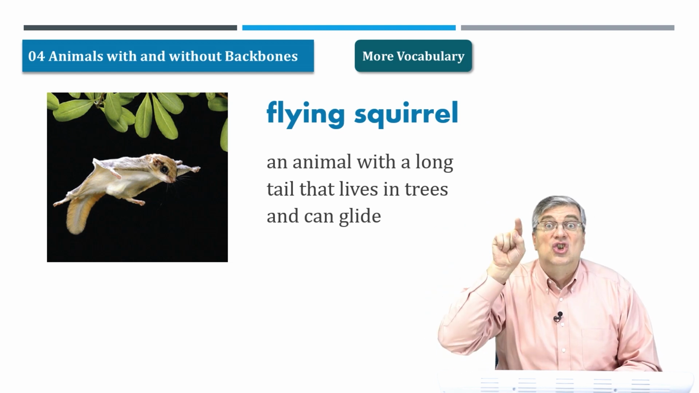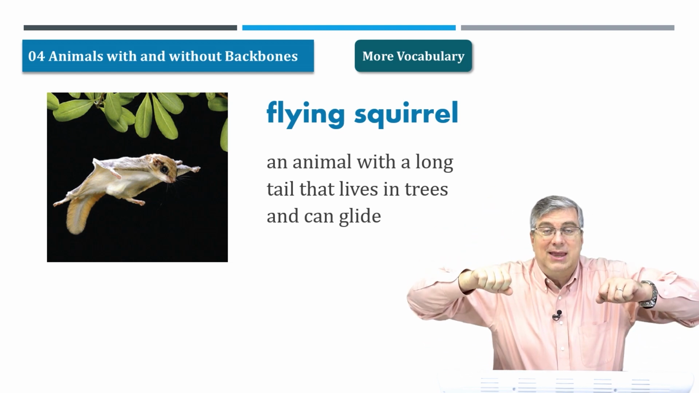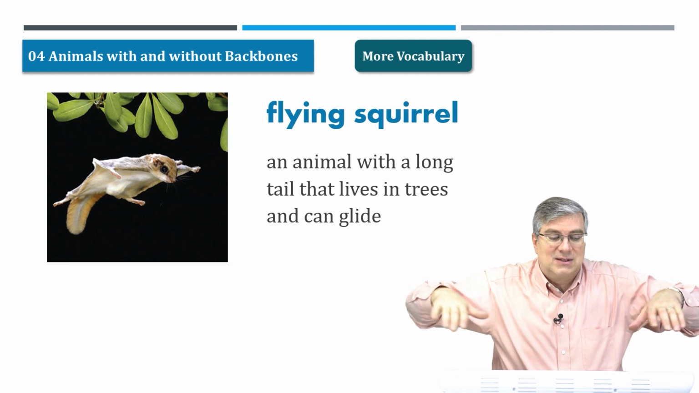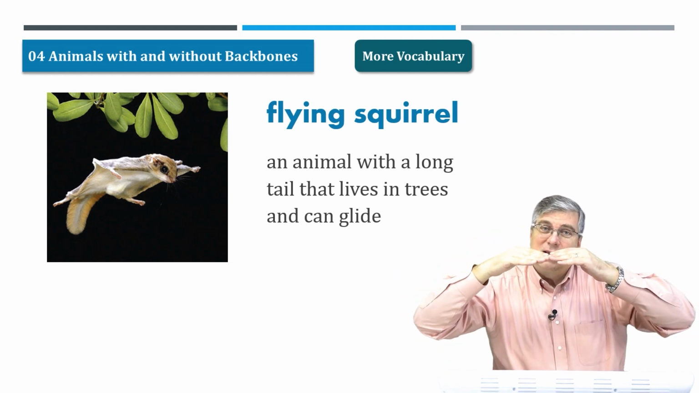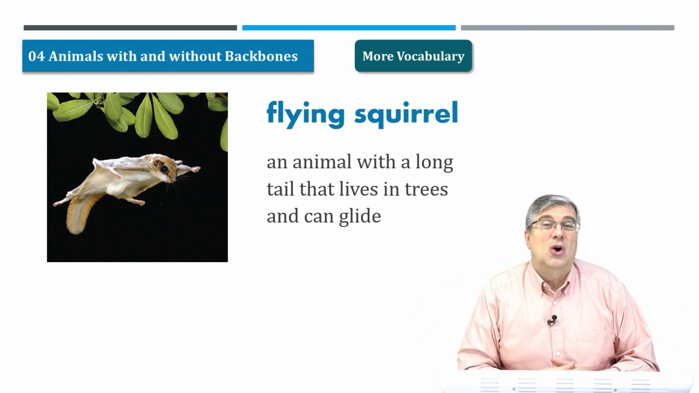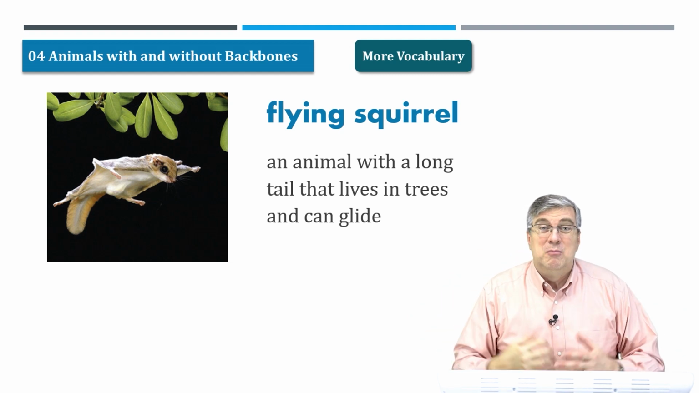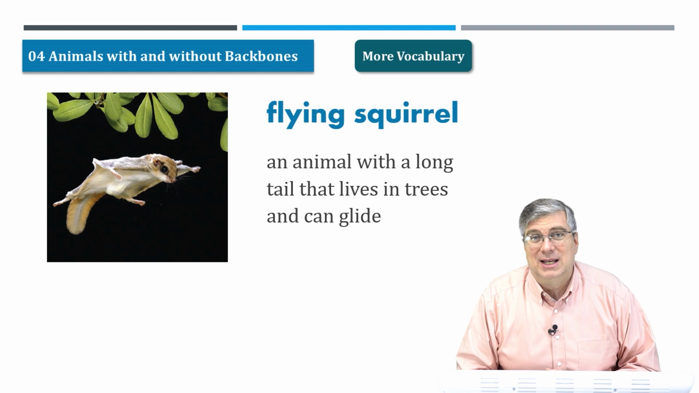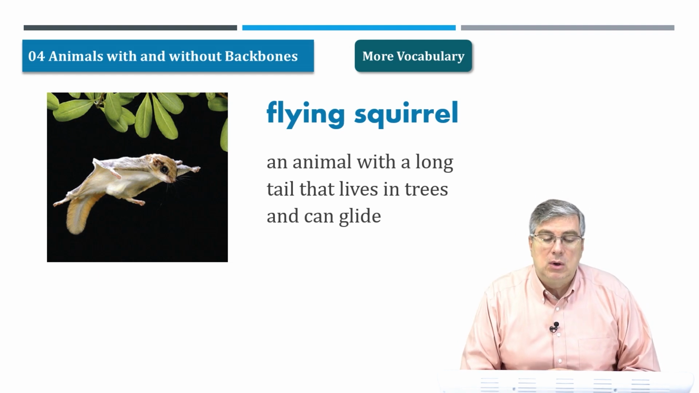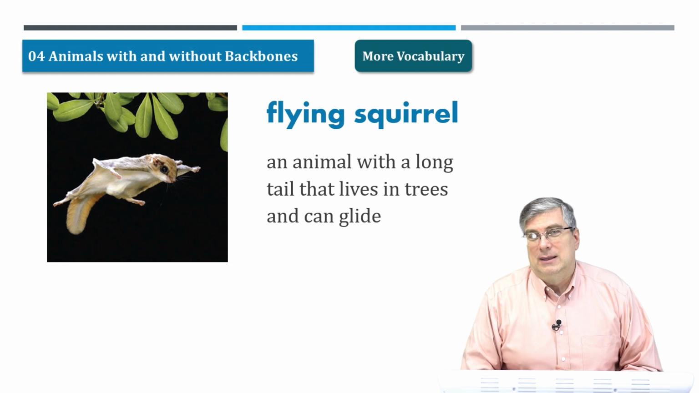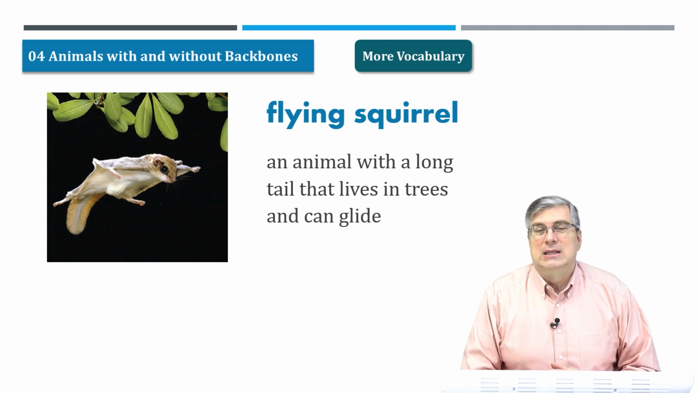They don't have to climb all the way down and climb back up. No, they just jump off the tree and they spread their legs and they have like a skin covering and they can glide to the next tree. It's like their own hang glider built into their body. That's pretty cool, huh? So flying squirrel is an animal with a long tail that lives in trees and can glide.